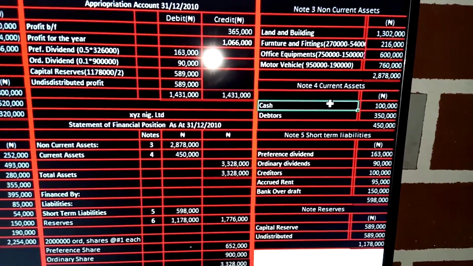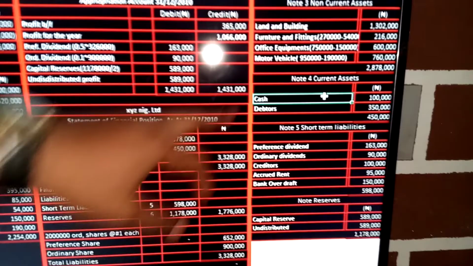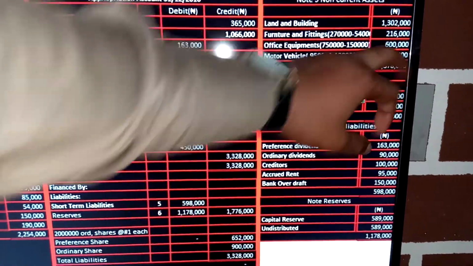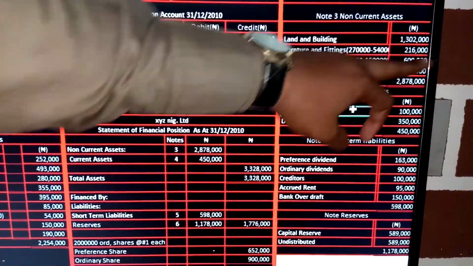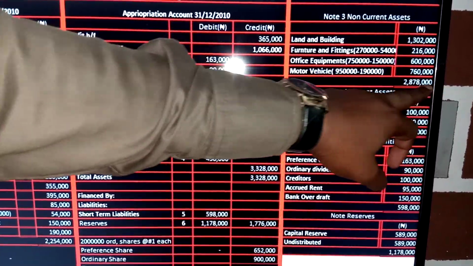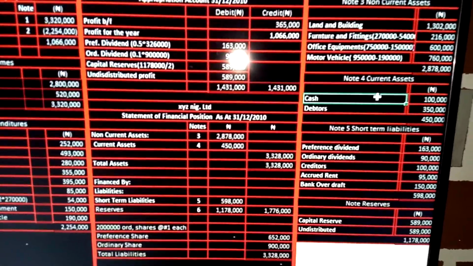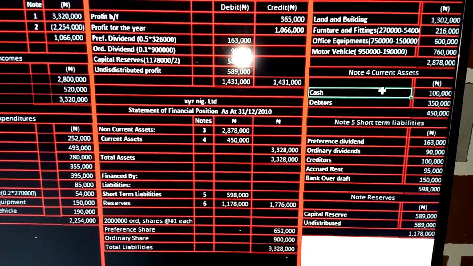Motor vehicle is how much? Motor vehicle in the question is 950,000. What's depreciation? 190,000. So we have motor vehicle 950,000 minus 190,000. That's 760,000. Okay. So 1,302,000, 216, 600, and 760 will give you 2,878,000. Okay. So that is your what? Your non-current assets. That's what you have here, 2,878,000.